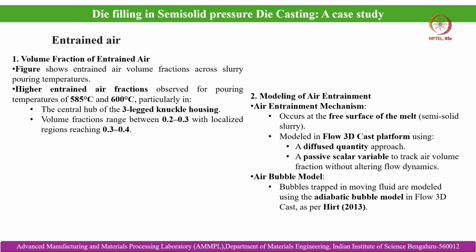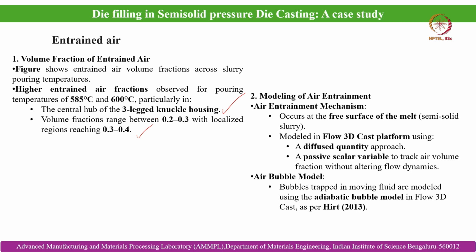Okay. So to summarize the findings on entrained air: higher entrained air fractions were observed for pouring temperatures 585 and 600 degree centigrade, particularly in the central hub of the 3-legged knuckle housing, with volume fractions ranging between 0.2 to 0.3 and localized regions reaching 0.3 to 0.4.